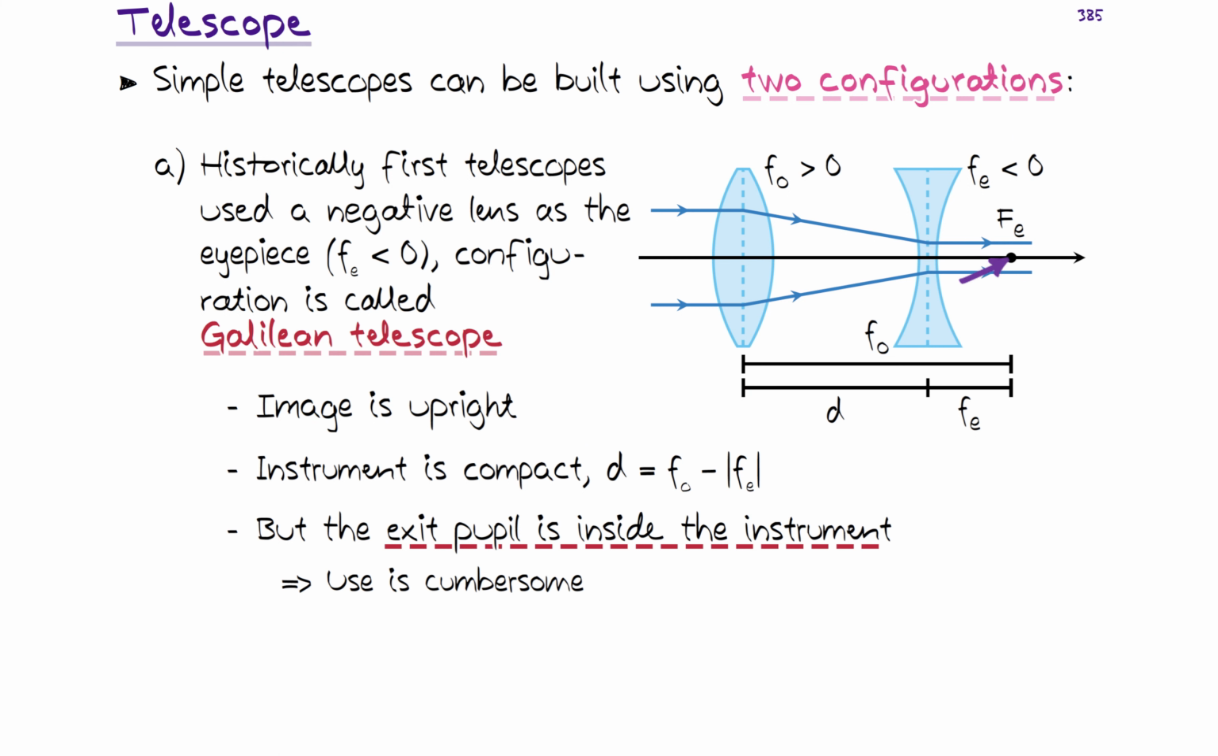So for example, if you would be using this kind of telescope to look at, let's say, a boat on an ocean, it would be easier that you see the boat upright, so that the image is not looking the other way around. And then, of course, the instrument is compact, because the separation between the lenses can be reduced, because we have a negative focal length here. So these are the two advantages, but the use is cumbersome, so it's not the easiest possible configuration that was used back in the days.